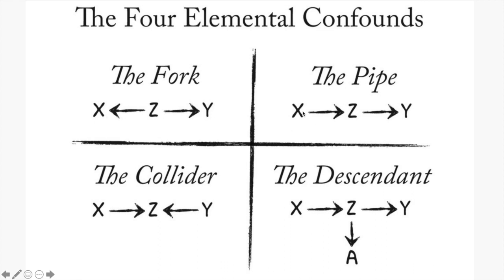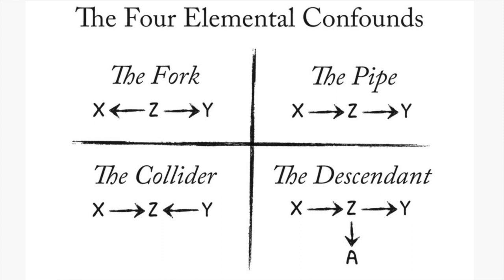When you have the pipe situation, x causes z, which in turn causes y. So x has a relationship with y because it causes z, and z causes y. The collider, this one's very interesting. It's where x and y have a relationship because they both influence z. So x causes z and y causes z. And then the last one, it's similar to the pipe. It's where x causes z, and z causes a and y.